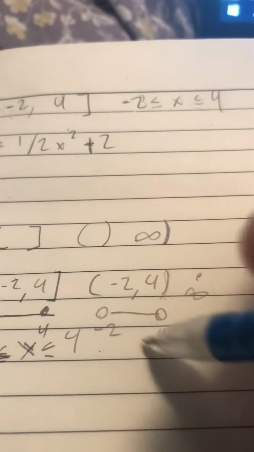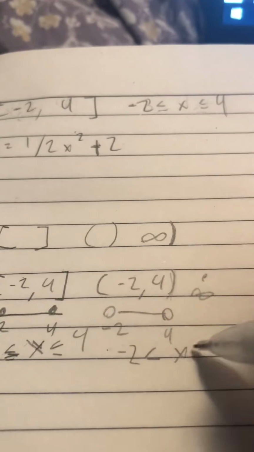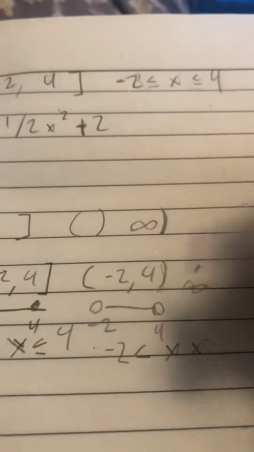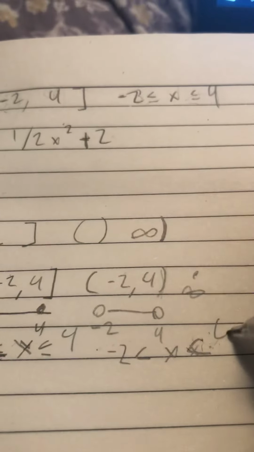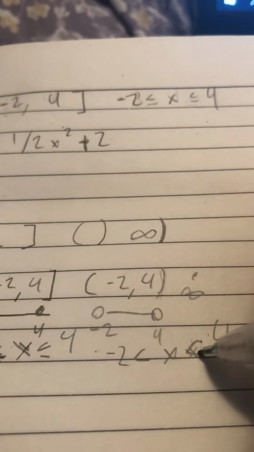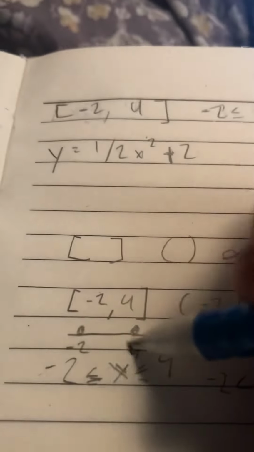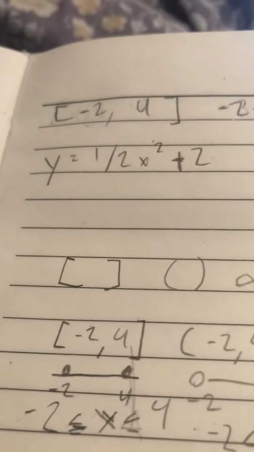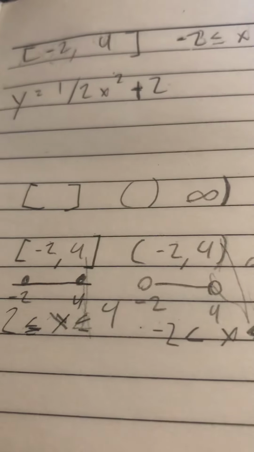In order to write this one in that sort of notation, it's -2 is less than x is less than 4. So, the less than does not include the point. The less than or equal to includes the point. This is just review or something to look forward to later. This is something that's really important to pay attention to.